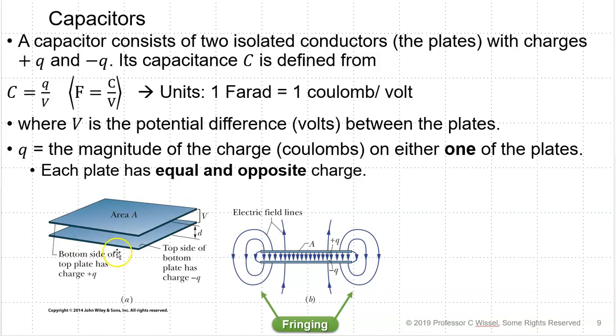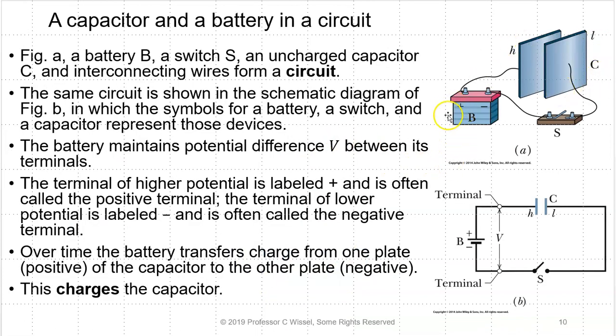So here's a picture of the two plates. Okay, and here is, of course, the electric field lines between the plates. Now, we usually ignore the fringing on the ends, and we just assume that all the field is between the plates and it's uniform. So we have a capacitor and a battery in a circuit.